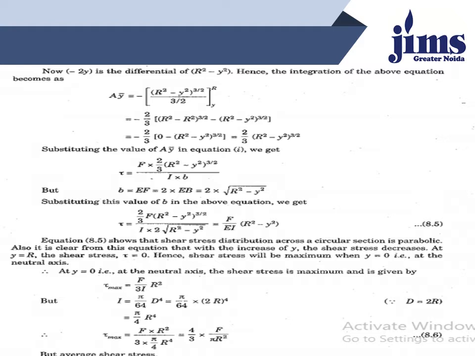But the moment of inertia in case of a circular section is equal to pi by 64 d to the power 4, or pi by 64 multiplied by 2r whole power 4. So tau maximum is equal to 4 upon 3 multiplied by F upon pi r square. So 8.6 is the final expression of the tau max.